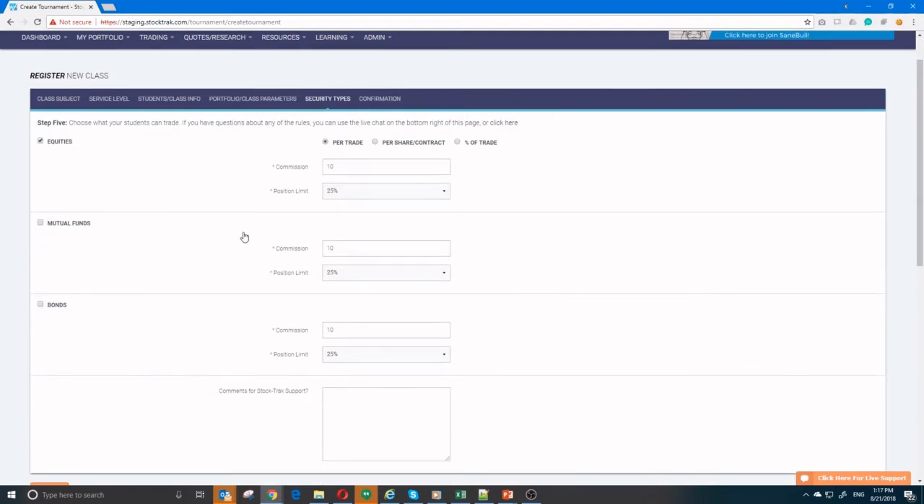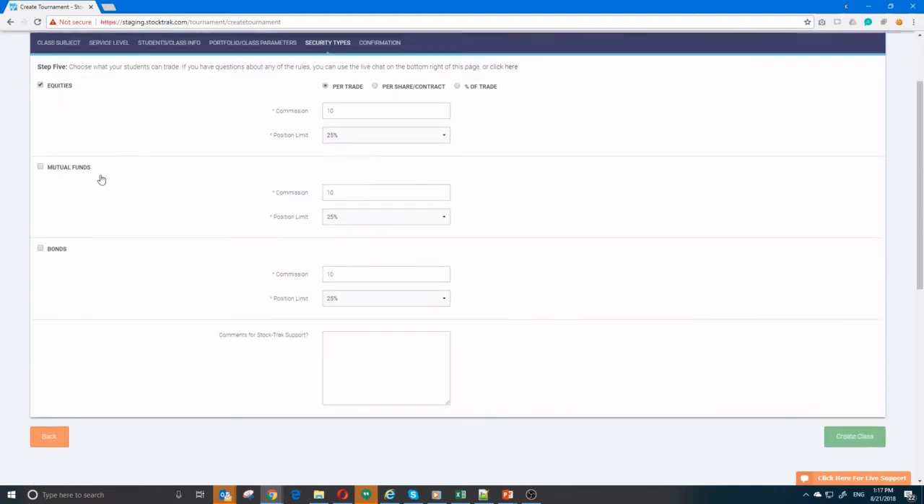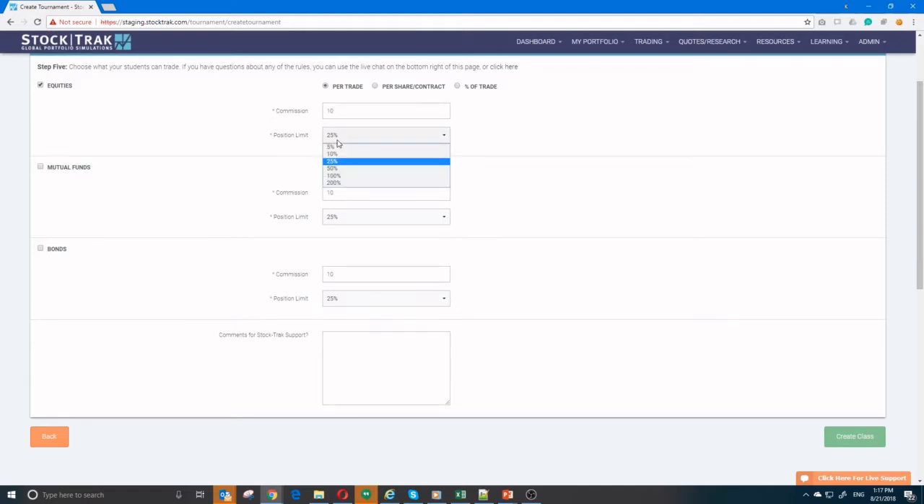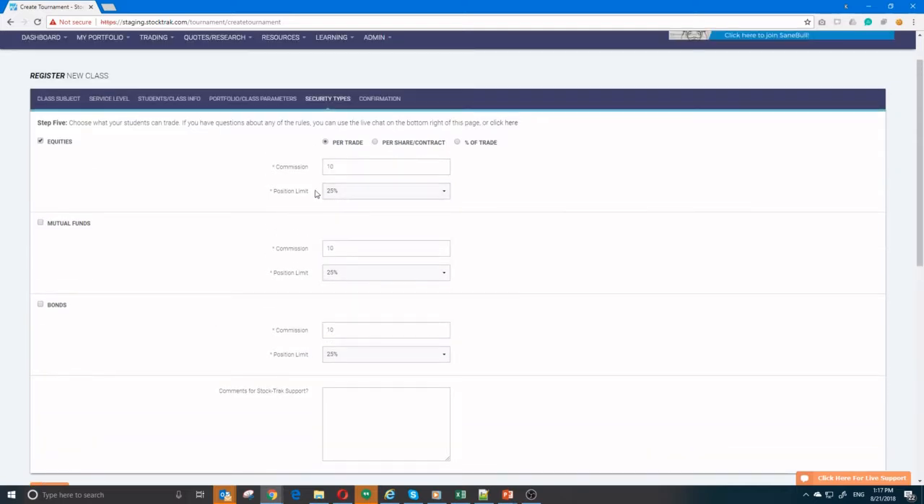And finally, you'll choose specifically what you want your students to be able to trade. So equities, which includes stocks and ETFs, mutual funds, which is all U.S. mutual funds, and bonds, which includes U.S. corporate and treasury bonds. For each of the security types, you can choose the commission structure, whether it's per trade, per share, or as a percent of trade, and the actual value of commissions that are going to get charged. You can also set a position limit. A position limit forces your students to diversify. So for example, with a 25% position limit, your students can only put 25% of their portfolio in any one equity. That means they'll need to buy at least 4 different equities to use up all of their cash.